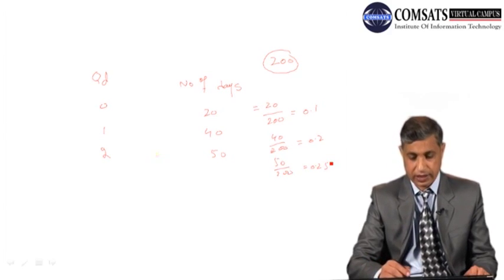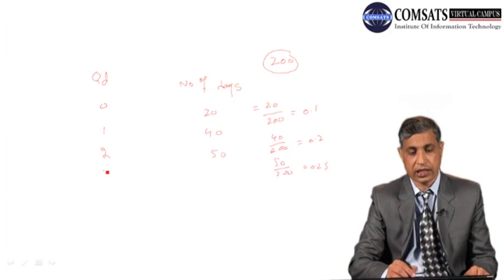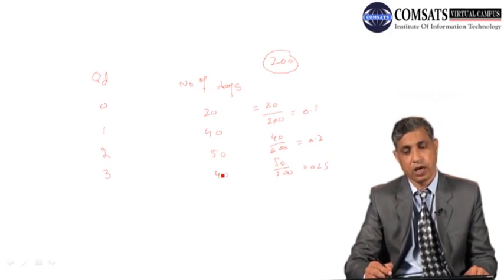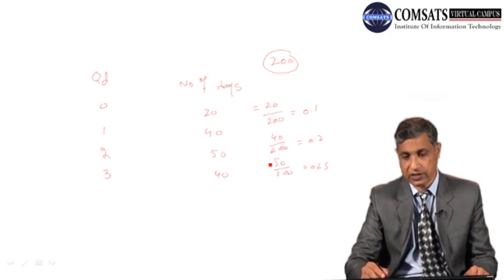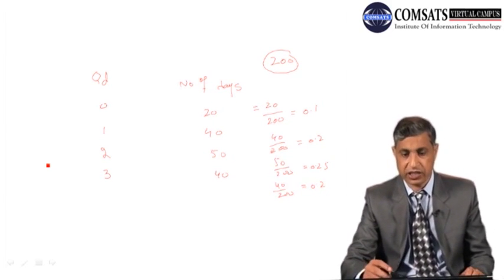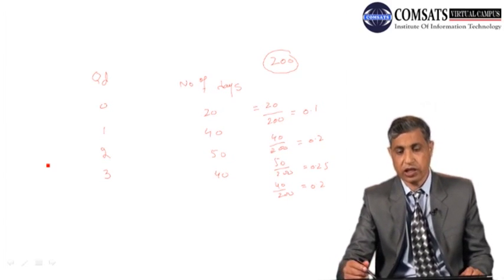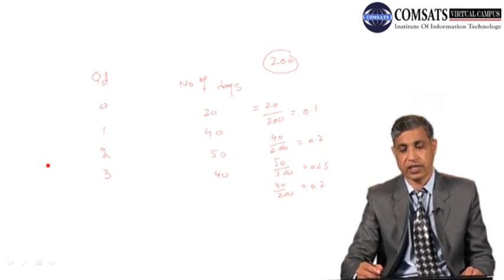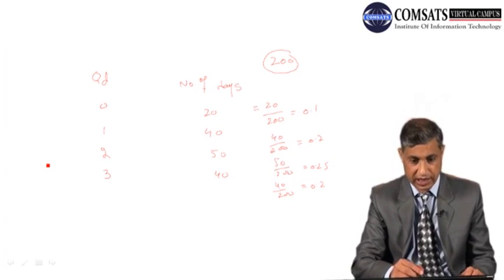Further, I say that 3 liters of petrol were demanded on again 40 days. So the same probability as we previously calculated, 40 by 200, is equal to 0.2. And now if we add this up, these are 20, 60, 110 and 160, and 40 days are still left.